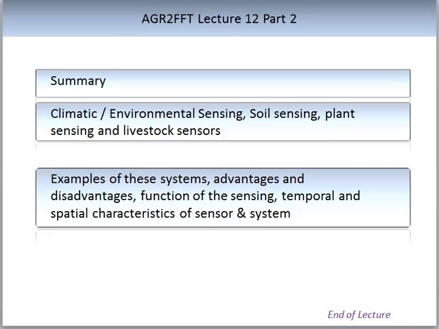So that brings us to the end of Lecture 12, Part 2. In summary, you will have been exposed to some examples of climatic, environmental, soil, plant and livestock sensors. For each of these categories you should be able to give an example of the systems, their associated advantages and disadvantages, the function of the sensing, why you are sensing, and the temporal and spatial characteristics of the sensor and the sensor system. That brings us to the end of this lecture.